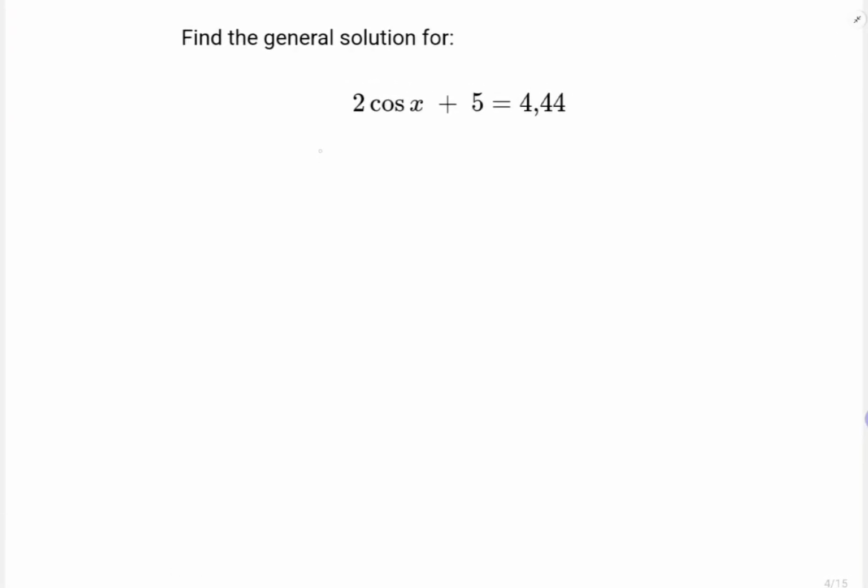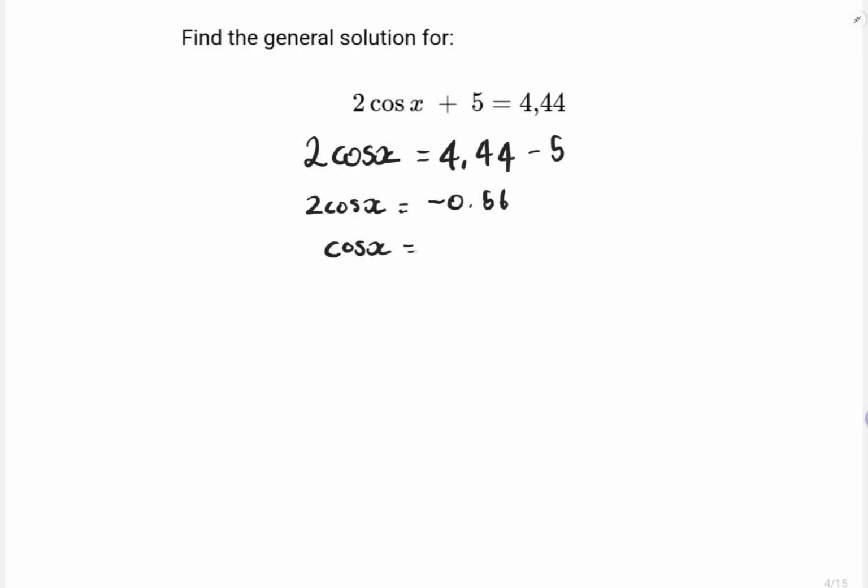We can go ahead and isolate and solve for x. So it's going to be 4.44 minus 5. 2 cos x is equal to 4.44 minus 5, which is negative 0.56. Divide that by 2, you get negative 0.28.